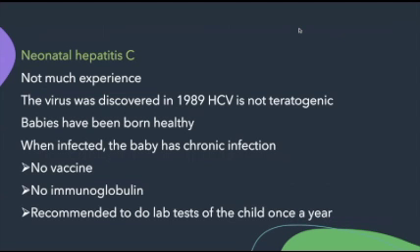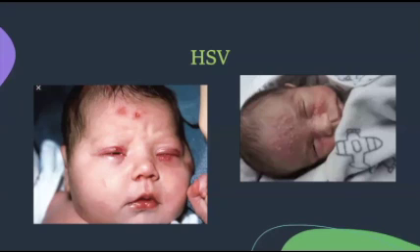When it comes to neonates, there is not much experience yet. The virus was discovered in 1989. Hepatitis C is not teratogenic. Babies have usually been born healthy. When a baby is infected, the baby has chronic infection. No vaccine is needed then, no immunoglobulin is needed, and it is recommended to do lab tests of the child once a year.